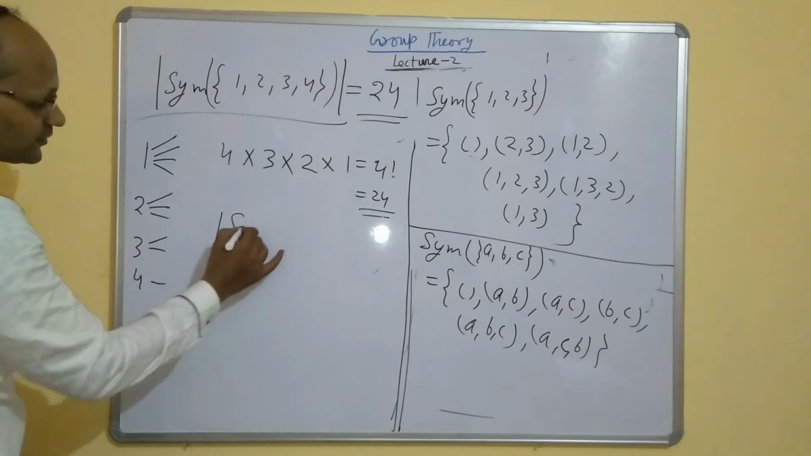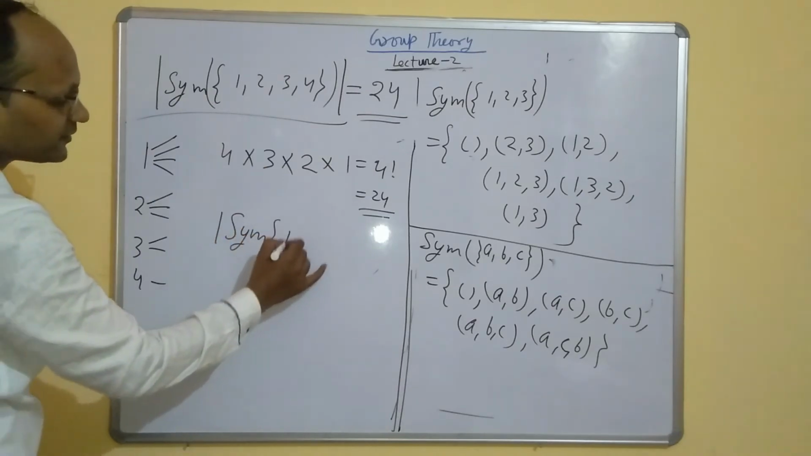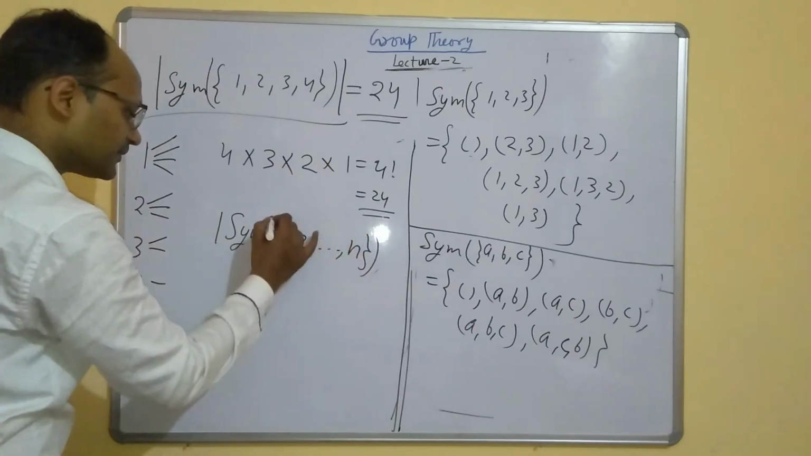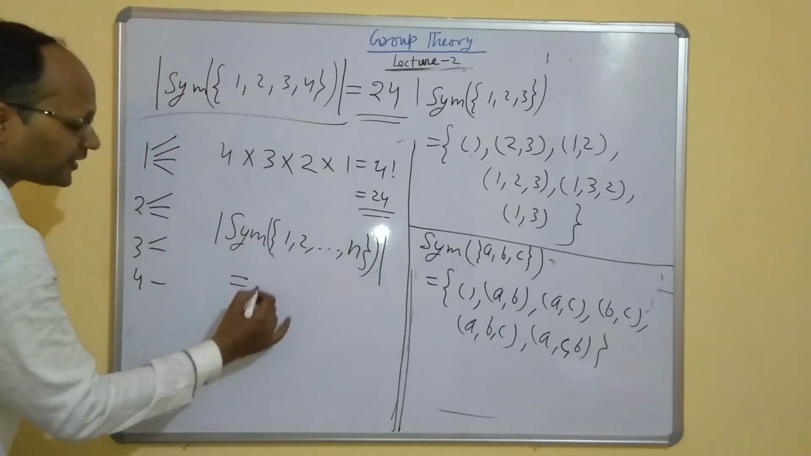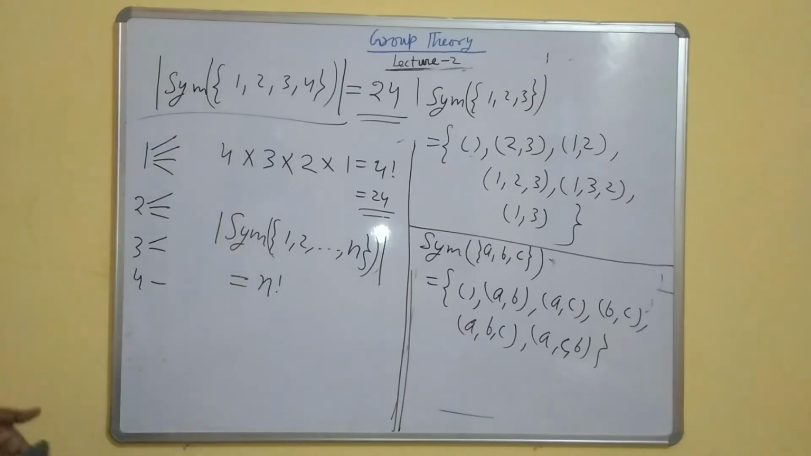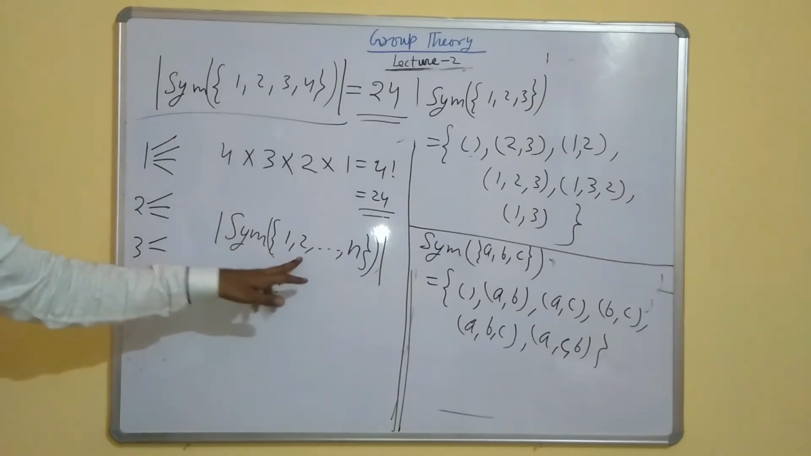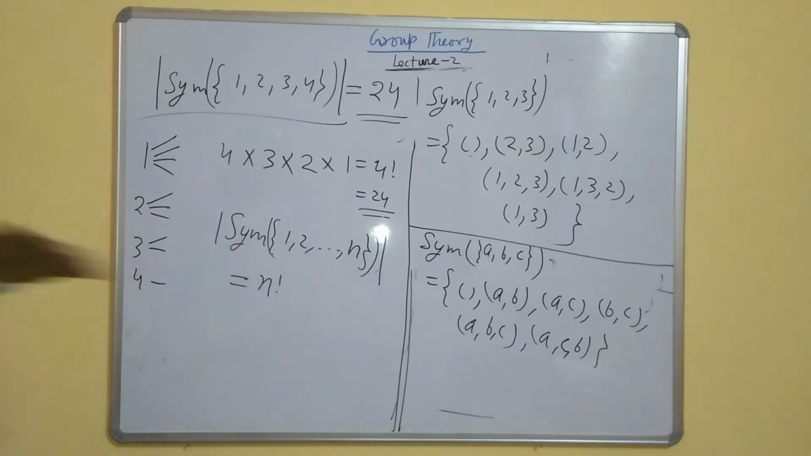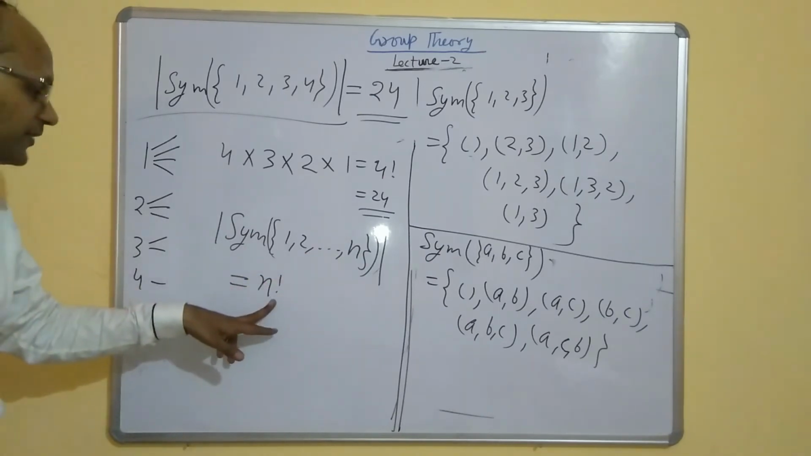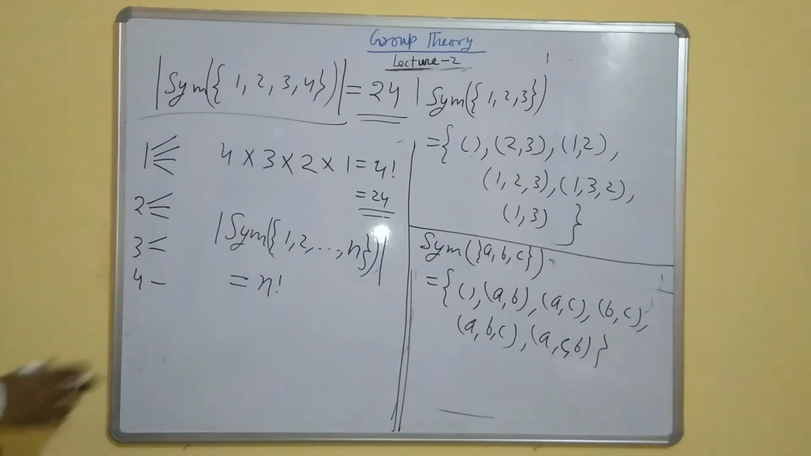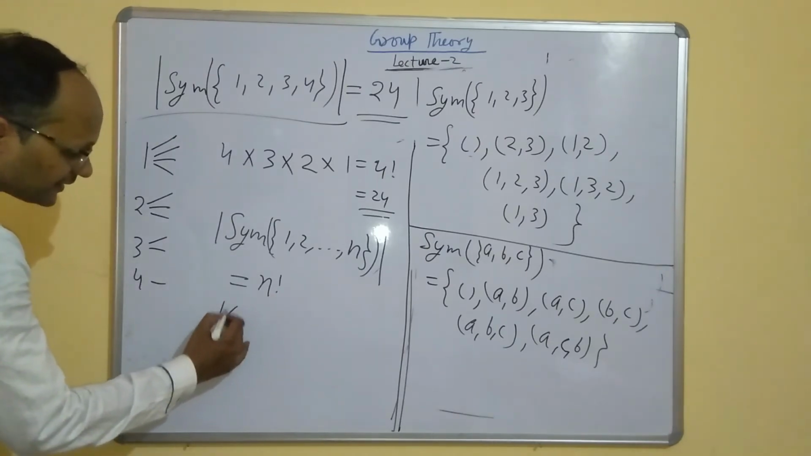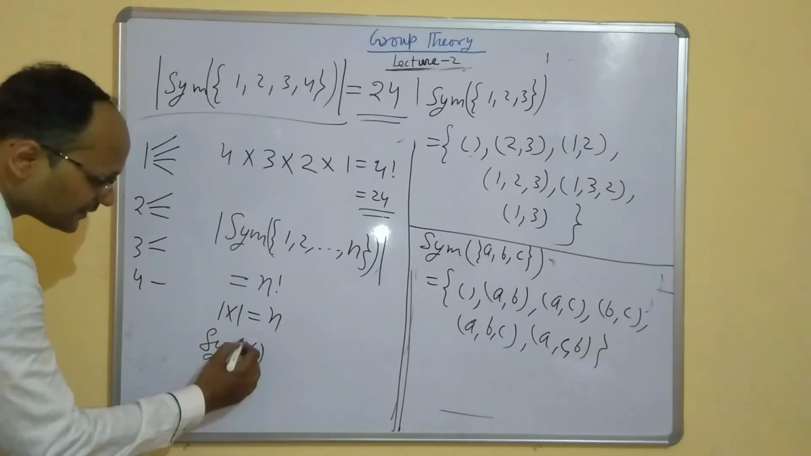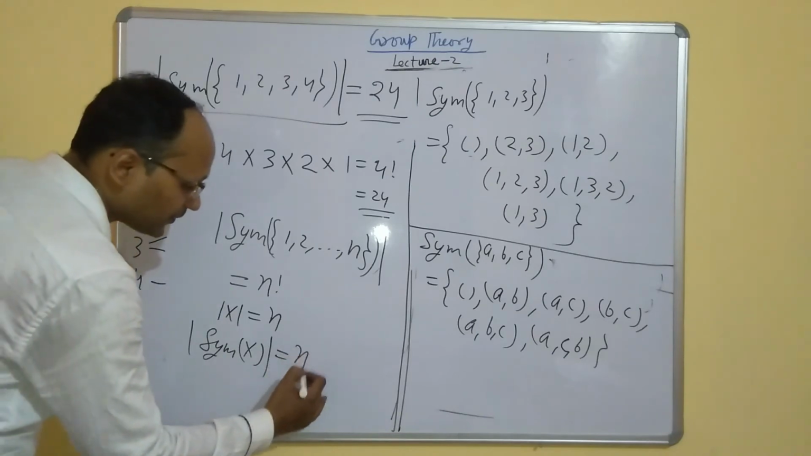Similarly, you can show that if I take 1 to n elements, then it will have cardinality n factorial, because 1 will have n choices, 2 will have n minus 1 choices, 3 will have n minus 2 choices, and so on. So there will be a total of n factorial maps in this set. Similarly, if you are taking any set X having cardinality n, then the order of Sym of X will be n factorial.